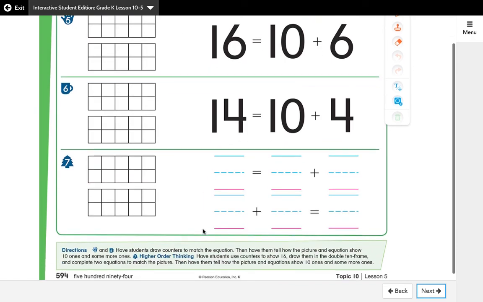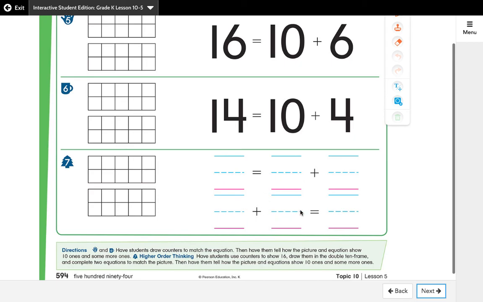And then on this bottom problem right here, after they've made 16 and 14 with counters, on number 7, these are those higher order thinking questions, so they're normally a little bit harder. It says, have students use counters to show 16, draw them in a double 10 frame. Here's our double 10 frames, and complete 2 equations to match the picture. So with this sentence, they're doing the whole here first, so 16 should be here, and they're putting the missing parts here. So really make sure that they understand where the whole goes and where the missing parts go. They need to pay attention to the equal sign and the plus sign.